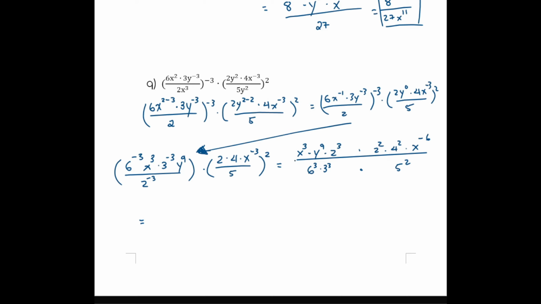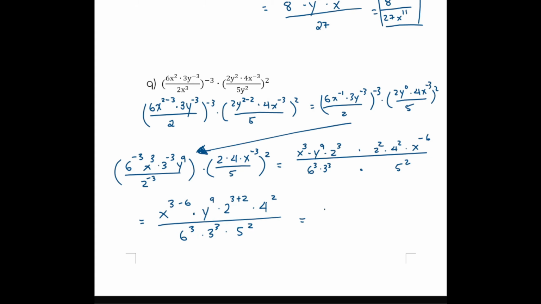So in the numerator we have x cubed and we have x to the minus 6, so they're being multiplied together. They have the same base, so we just put their exponents together, we add the exponents together. 3 plus minus 6 is 3 minus 6. Here we've got y to the 9, right? Then we've got 2 to the 3, here we've got 2 to the 3, and here we have 2 to the 2. So same base, we just add their exponents together because they're multiplying together. We have 4 to the 2. And at the bottom, we've got 6 to the 3 times 3 to the 3 times 5 to the 2.